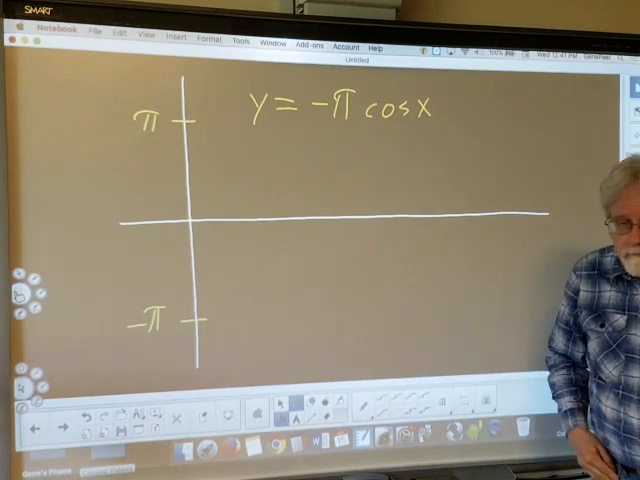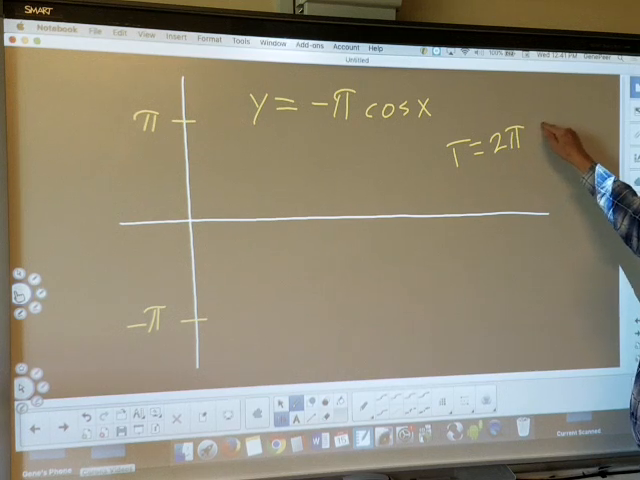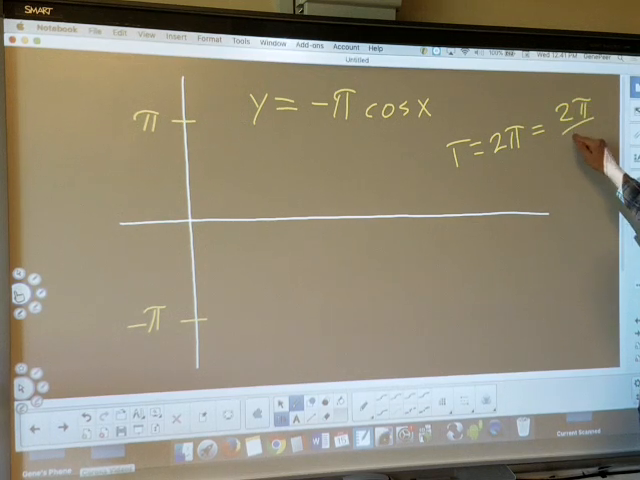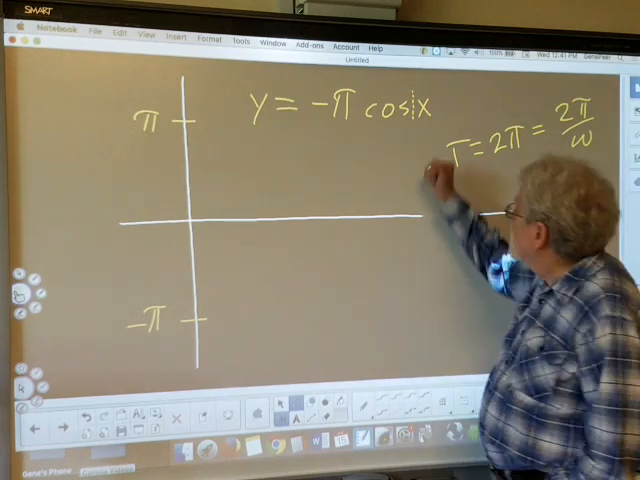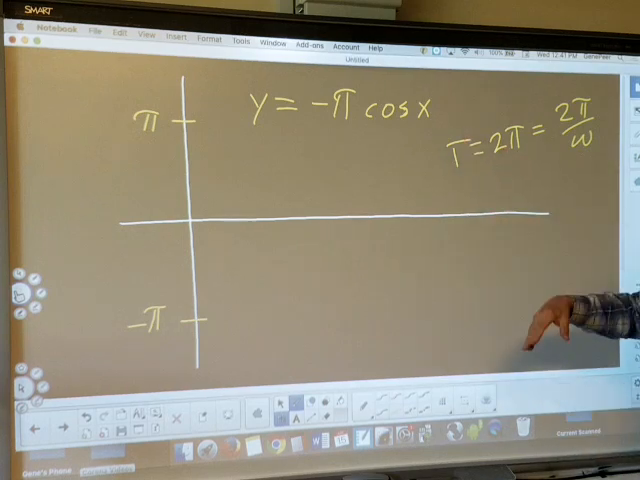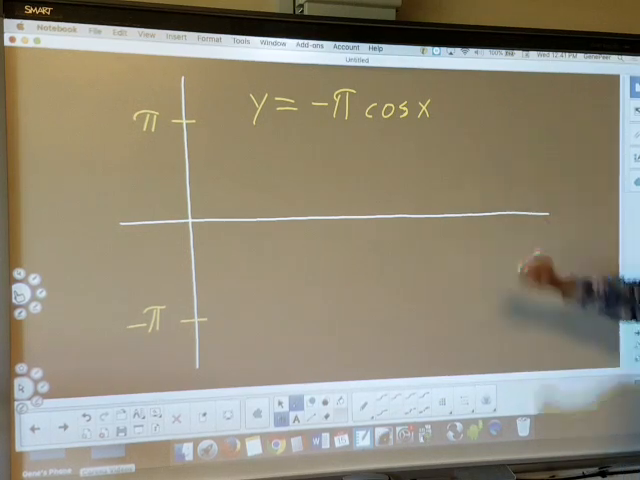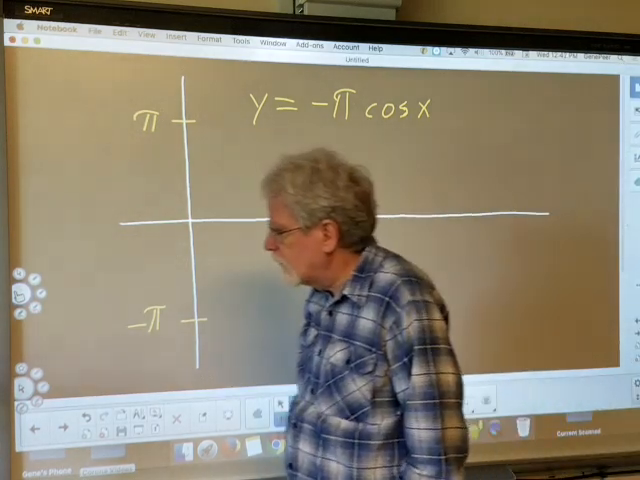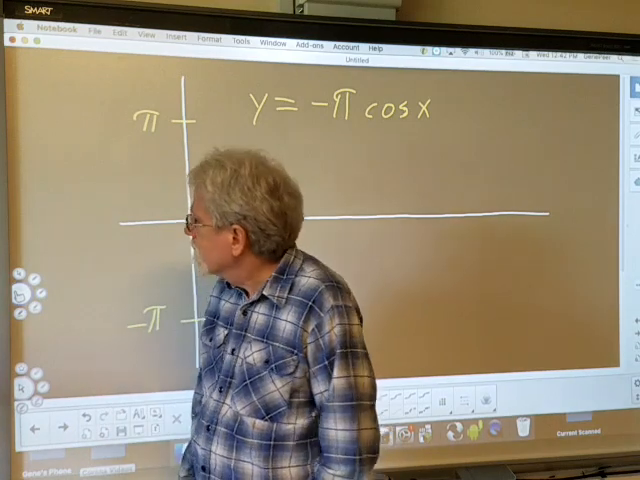We're done. Because the period is 2 pi, which is 2 pi over omega. We just multiply by omega, divide by 2 pi, we get omega equals 1. So that's it, it's just cosine of x. And we don't need parentheses because there's nothing being multiplied here. So we're done. Negative pi cosine of x. Kind of weird, kind of ugly, but that's okay. And that was number 78, which means we're done.